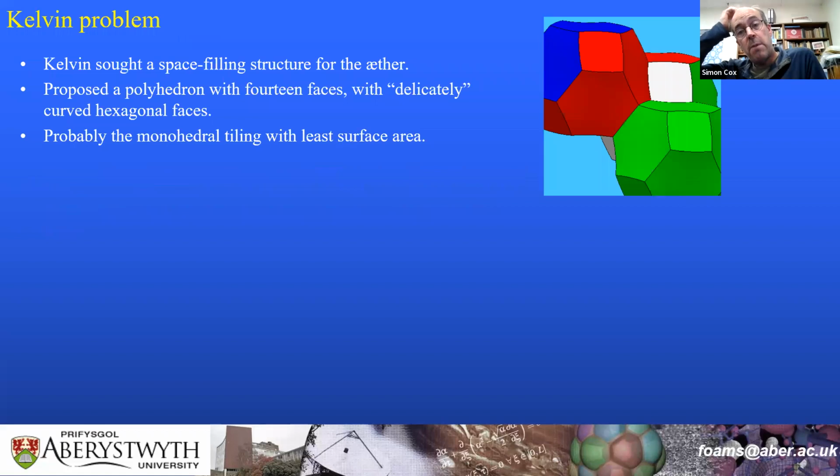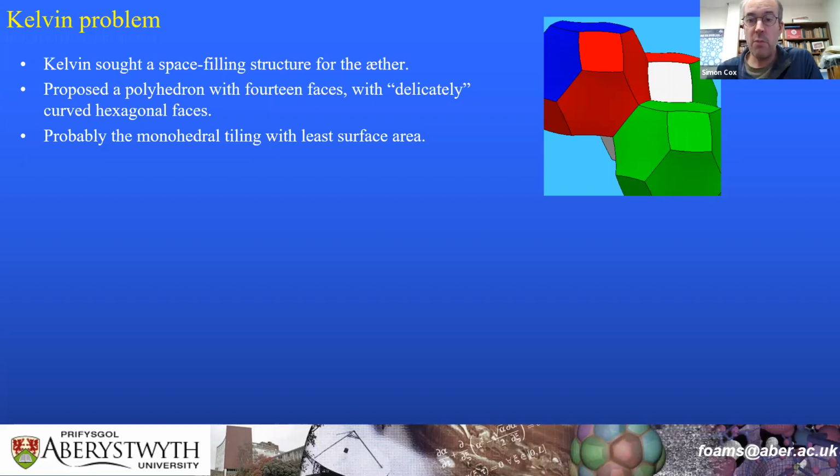So having said that the Kelvin problem is not solved, Kelvin's own solution is very good. Kelvin suggested a structure with a single bubble that is repeated. It's a polyhedron. Well, it has 14 faces, and in fact, once you relax it to minimize its surface area, the hexagonal faces become slightly curved, which I think you can see in the picture. So he called it a delicate curvature.